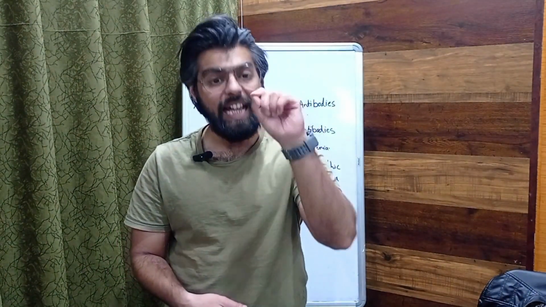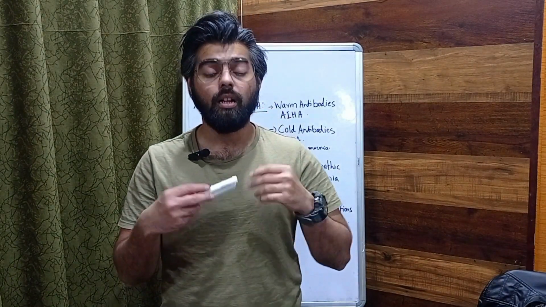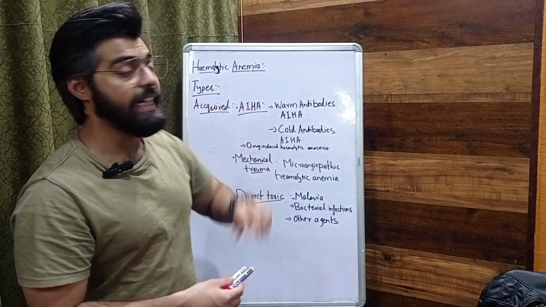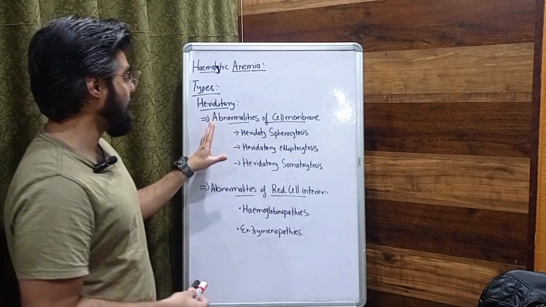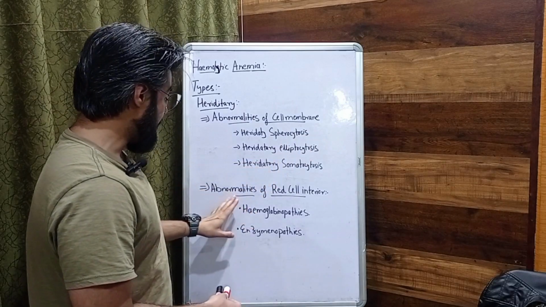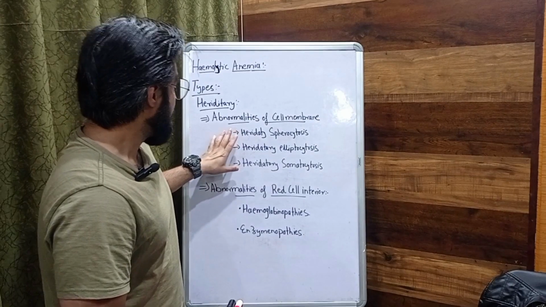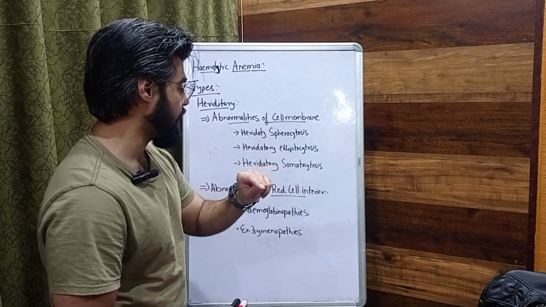Now let's come to the hereditary causes. What are the causes that induce hemolytic anemia? Hereditary causes. So guys, the hereditary types are abnormalities of the red cell membrane and abnormalities of the red cell interior. So what are the causes? That is hereditary spherocytosis, hereditary elliptocytosis, and hereditary stomatocytosis.